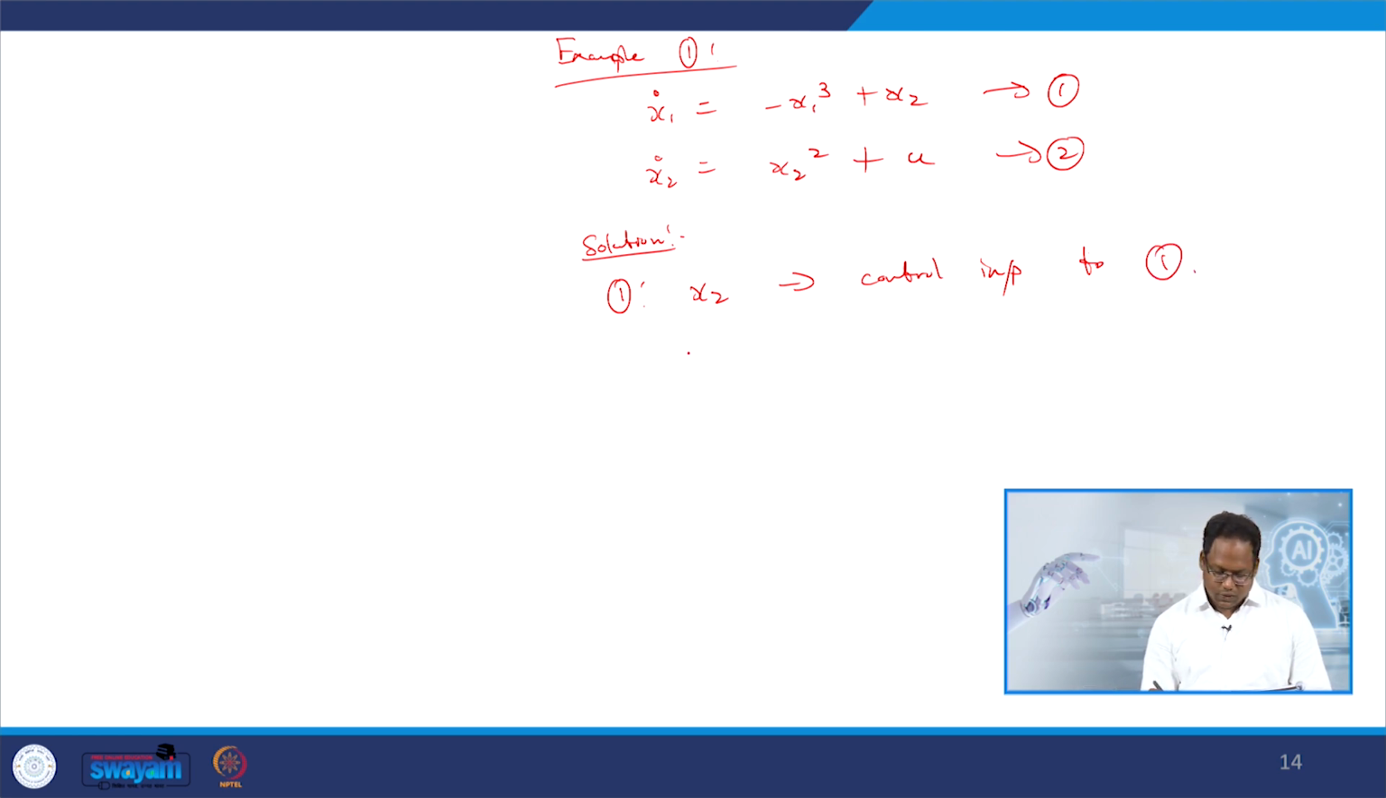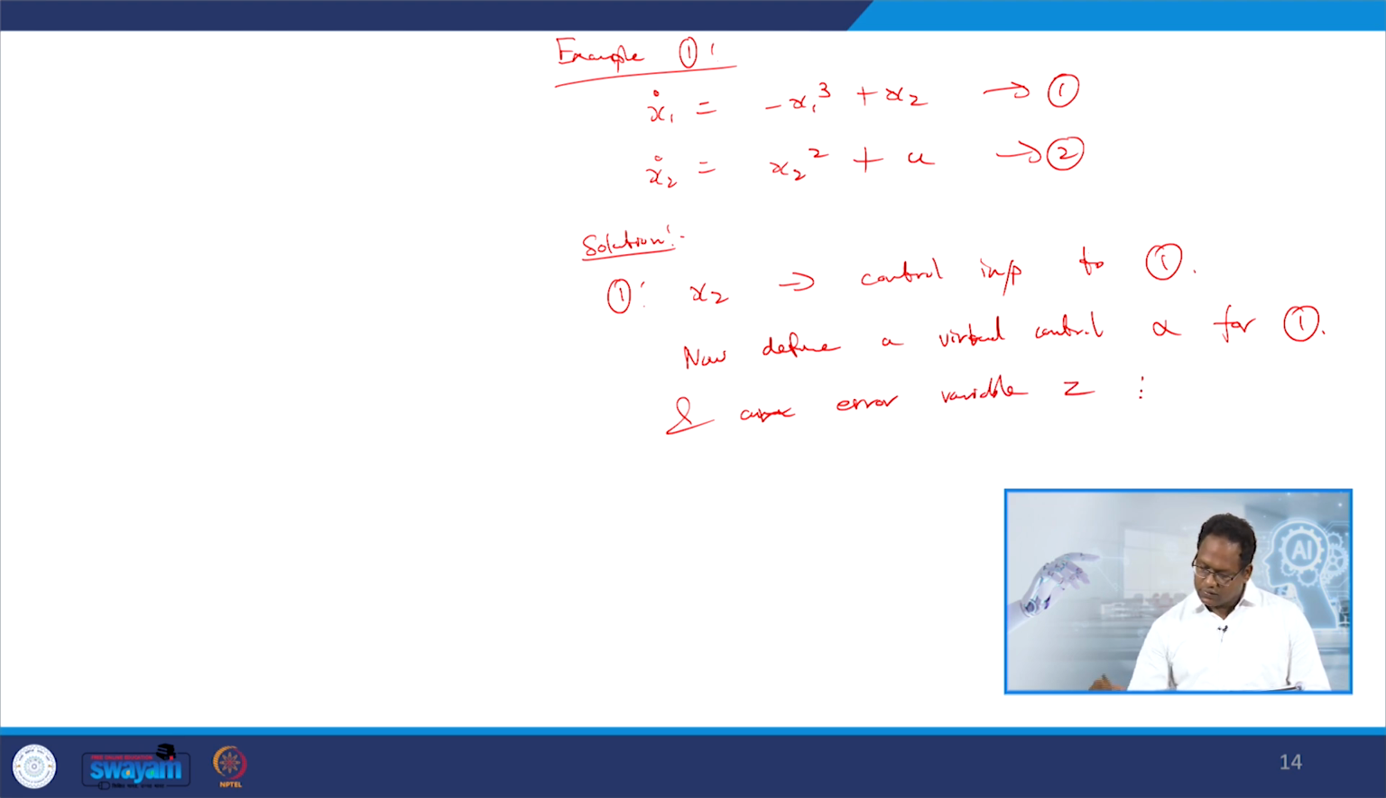Now, define a virtual control alpha for the system 1 and an error variable z such that z is equal to x2 minus alpha 2. Okay, so we can say this as alpha 2.